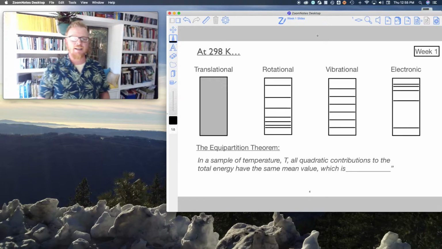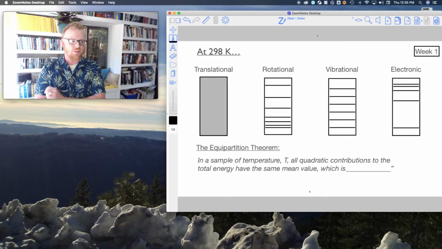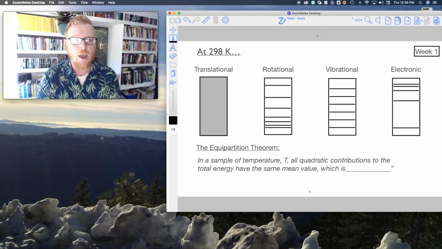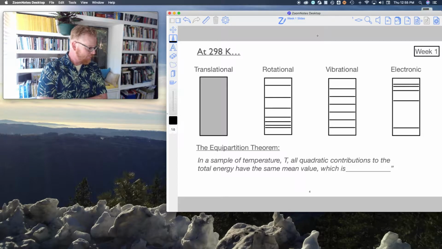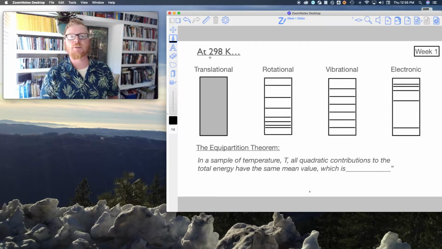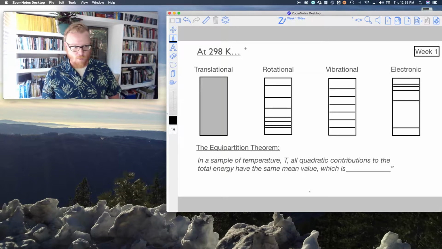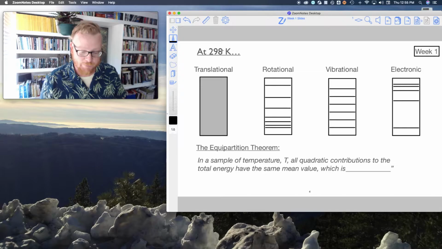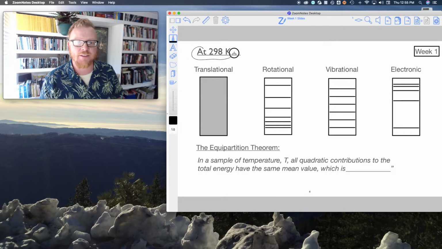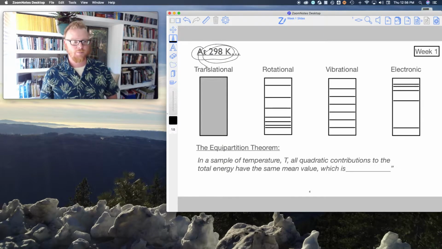So now we can get an idea of what these four molecular modes of motion look like and what kind of populations they have. I'm going to talk specifically at 298 K now, and still more generally, like a general molecule. But as we can see, this is true for almost all molecules at room temperature. At 298 K, this is the critical piece here.